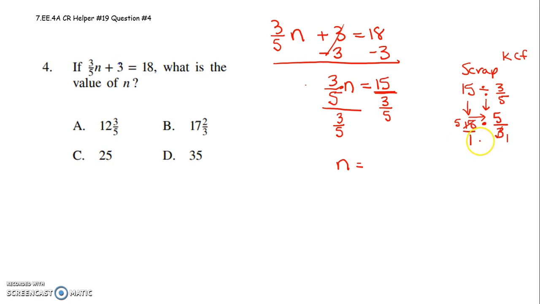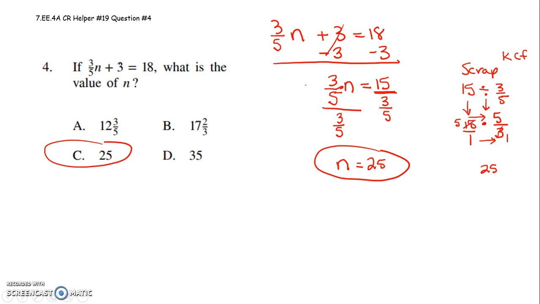Then when I multiply straight across the top, straight across the bottom, 5 times 5 is 25 over 1 times 1 is 1. 25 over 1 is just 25. There you have it. That's how you solve a two-step equation.